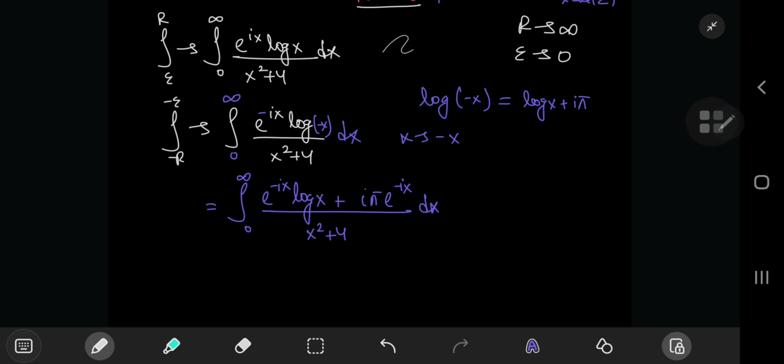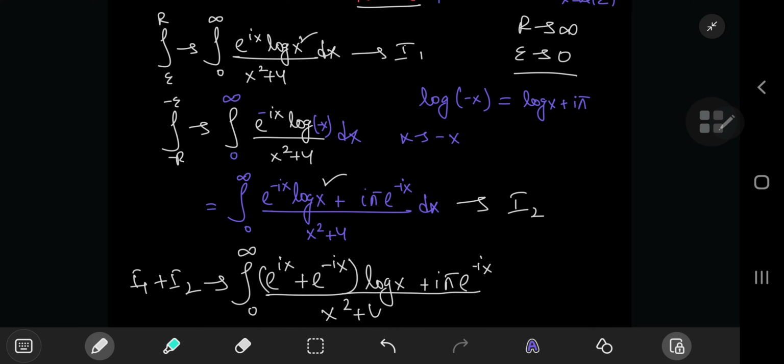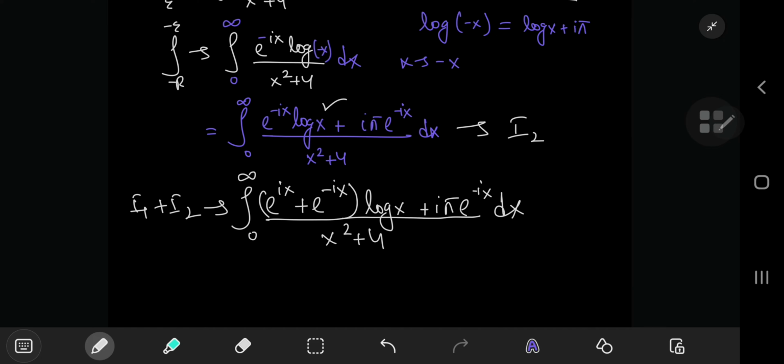Okay, now let's go ahead and add these two integrals. Let's call this one I sub 1 and let's call this one I sub 2. So I sub 1 plus I sub 2 in these limits approaches the integral from 0 to infinity of e to the i x. If we factor out these log x terms, then we get e to the i x plus e to the negative i x times log x plus i times pi times e to the negative i x, all divided by x squared plus 4 and integrated with respect to x.